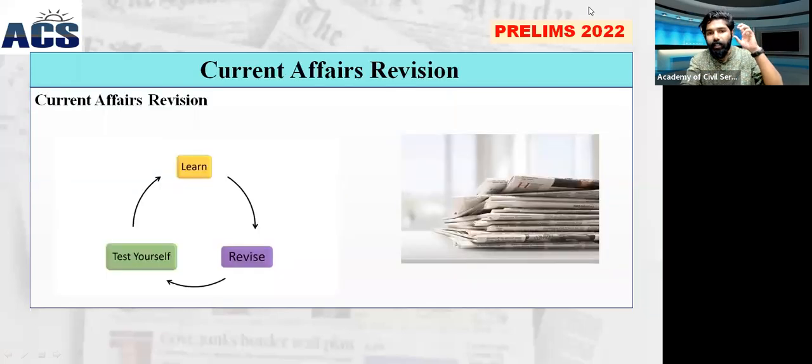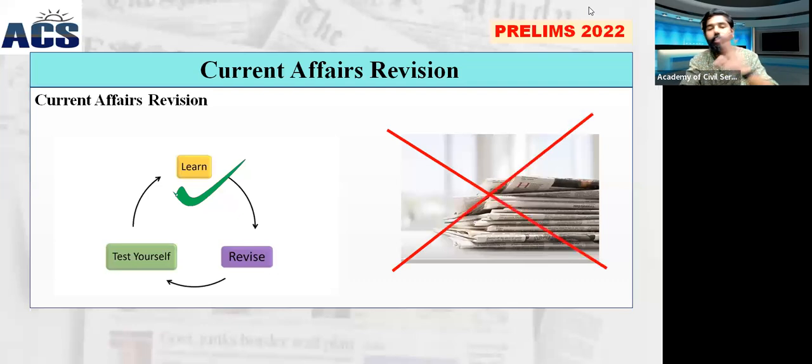Regarding current affairs, I would like to tell you that now you can skip reading the newspaper. Is anybody reading the newspaper even now, today? From today onwards, even if you have been reading the newspaper regularly, you can skip it, or if you want to read, read only the major headlines which are relevant to us. It is better to skip the newspaper. You don't have to spend time on that.